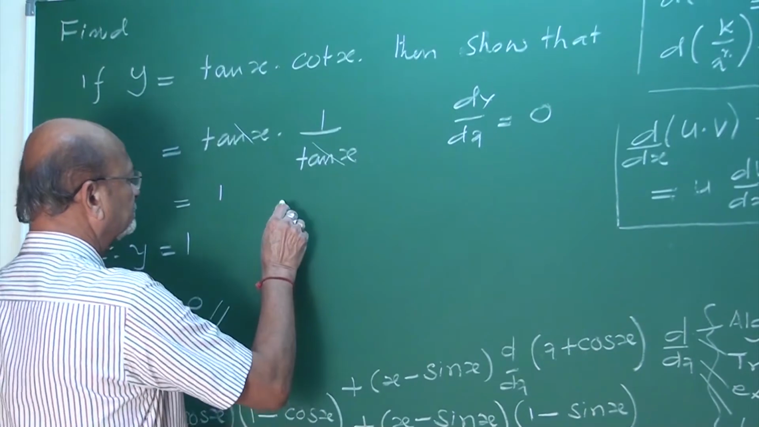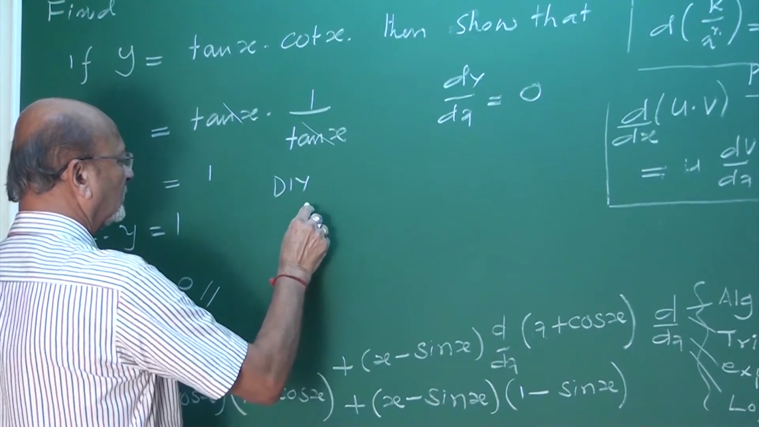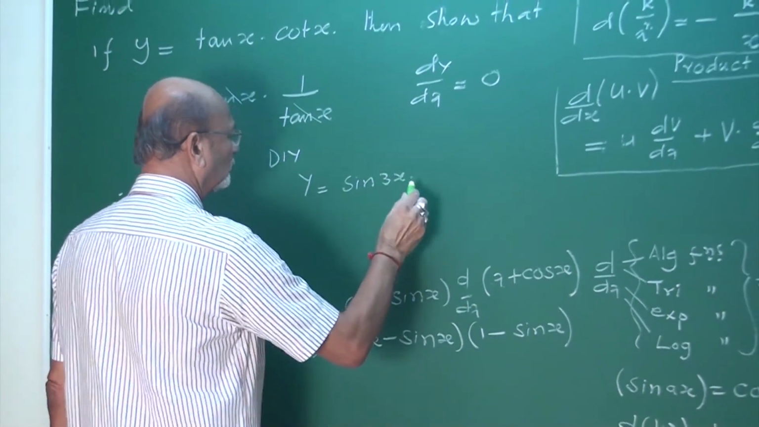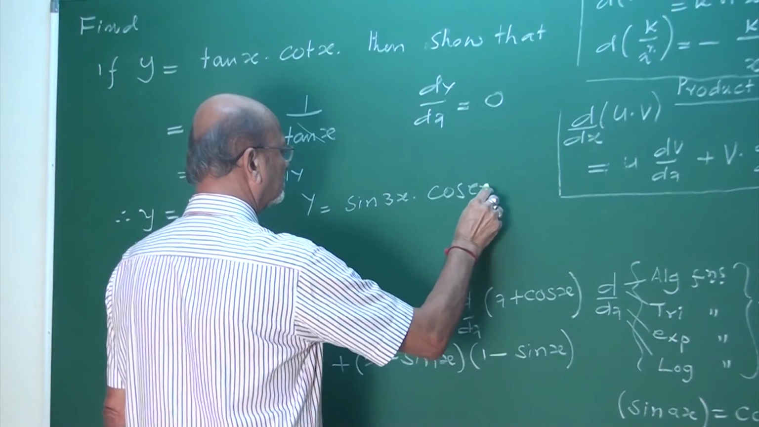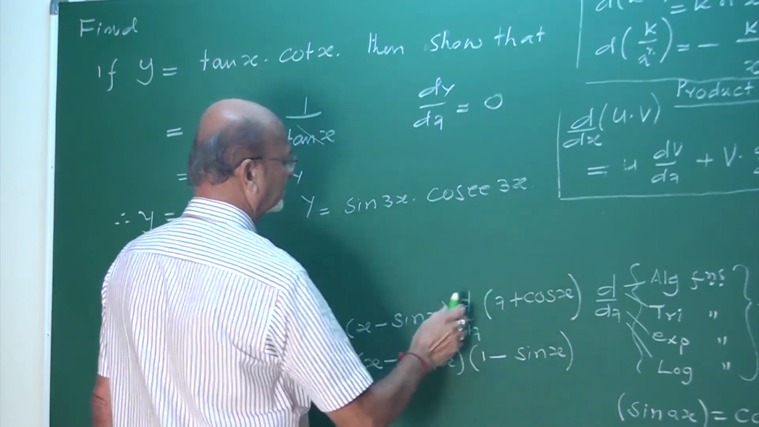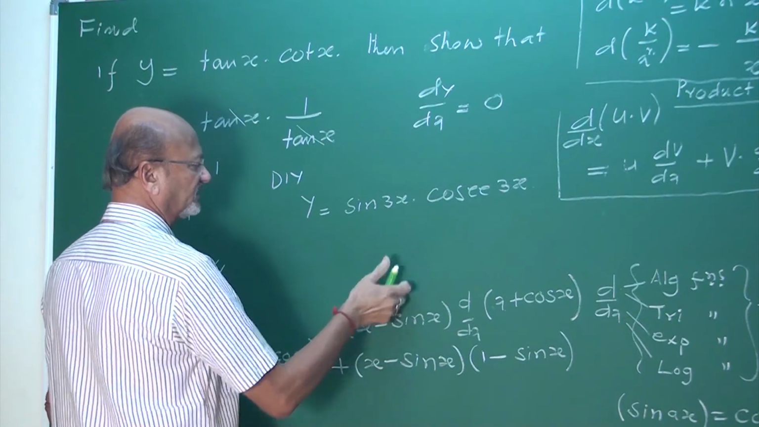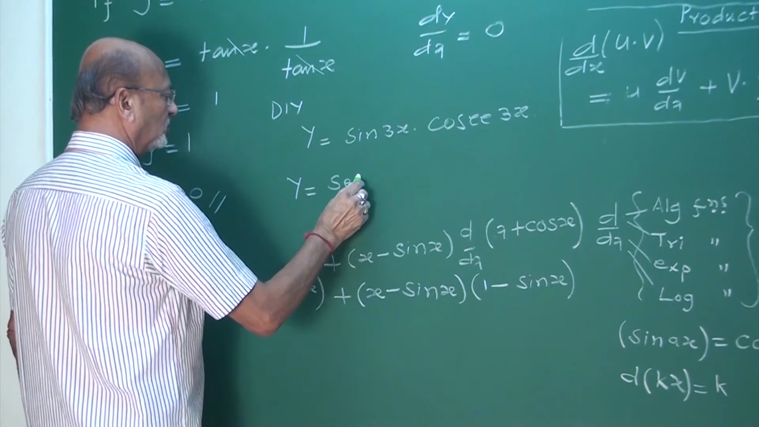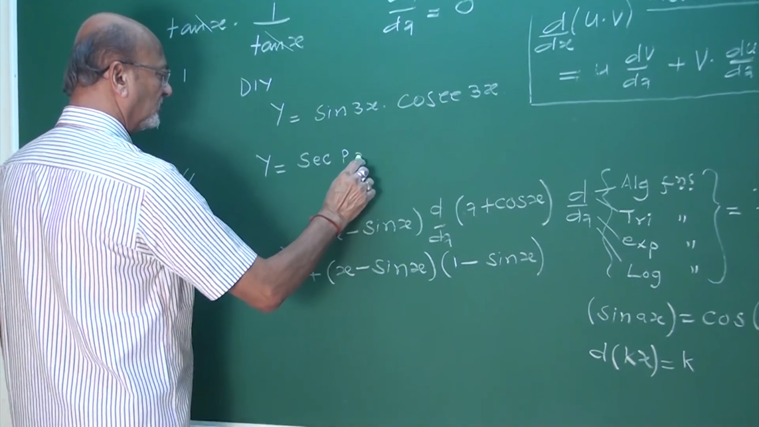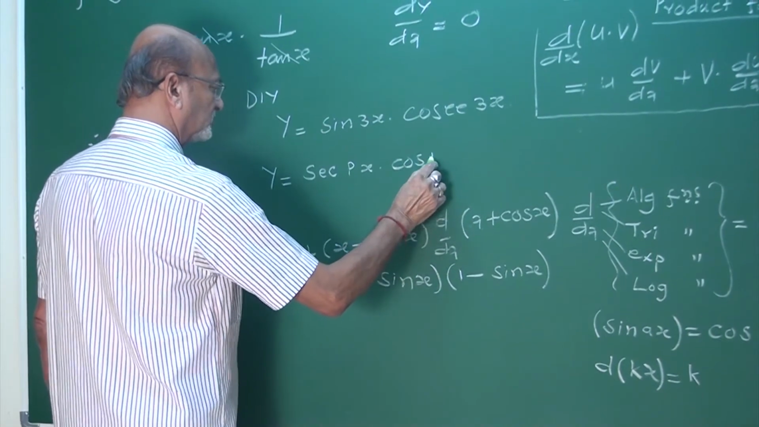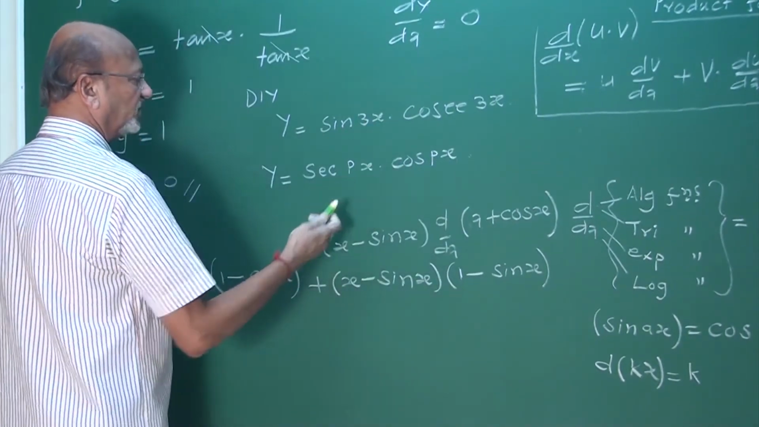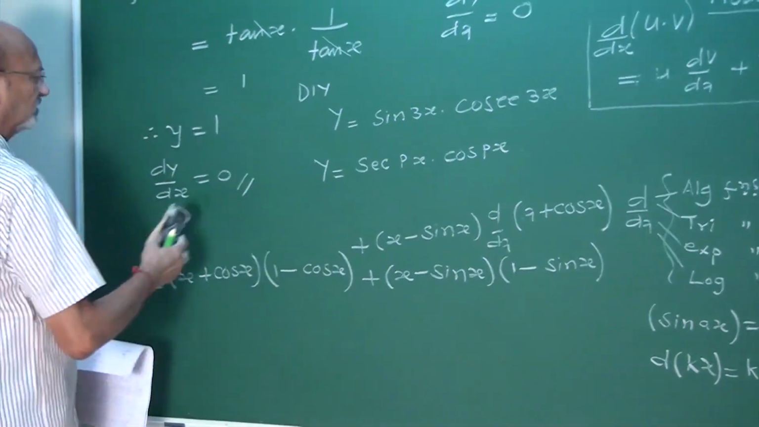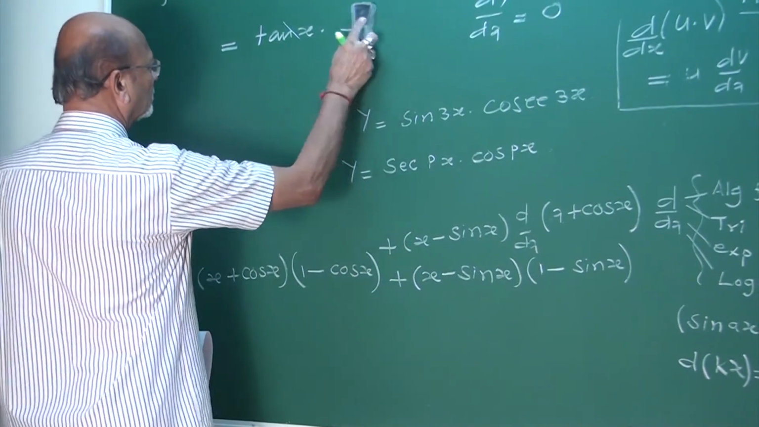DIY. Y equal to sine 3x into cosec 3x. What is cosec? 1 by sine, cancellation. Then y equal to sec px into cos px. Instead of 3x they make it px. Same thing. Sec is 1 by cos, cancellation gives 1. Derivative is 0.